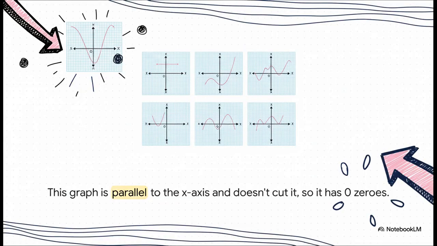Okay, check out this first graph. See how the line is just kind of floating? It's parallel to the x-axis. It never, ever touches it. So how many zeros does it have? Yep, you got it. A big ol' zero.